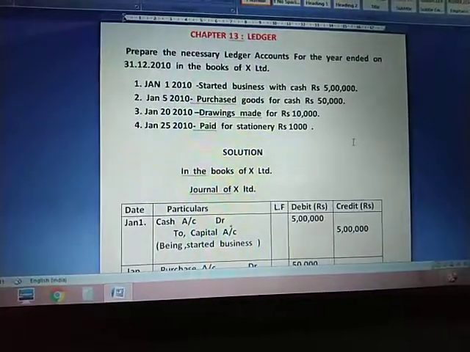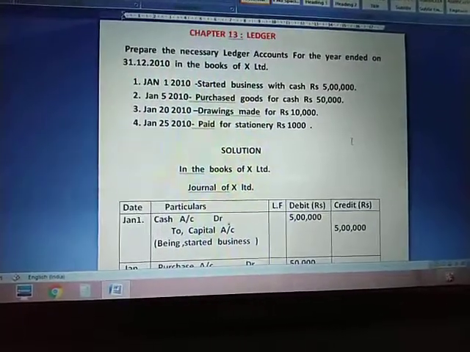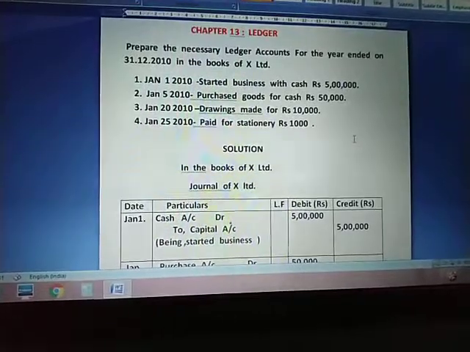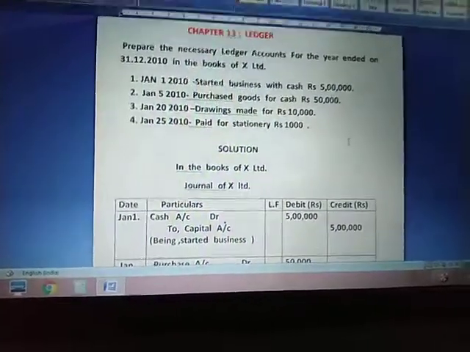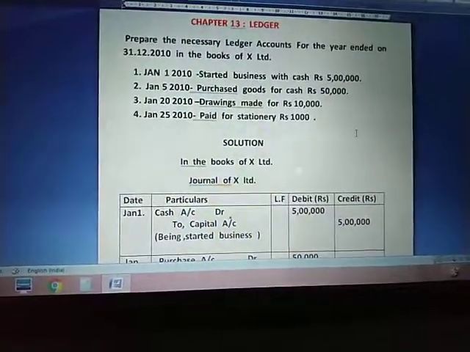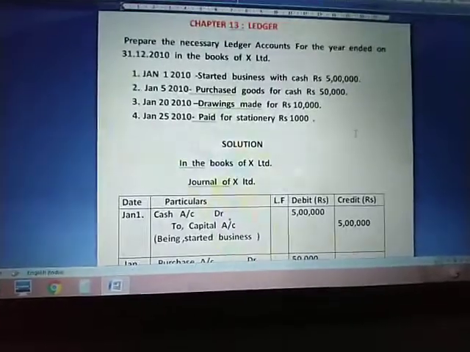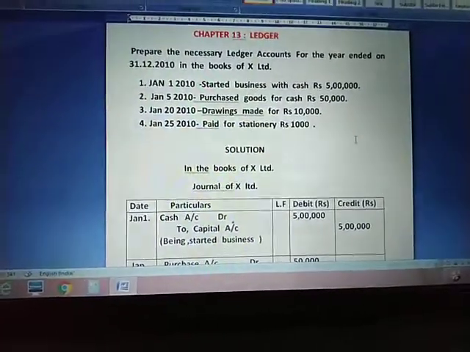So first of all, without much delay, I would directly move on to the ledger accounts because journal entries are much more familiar to you right now. So I'm just directly moving on to the ledger account explanations.